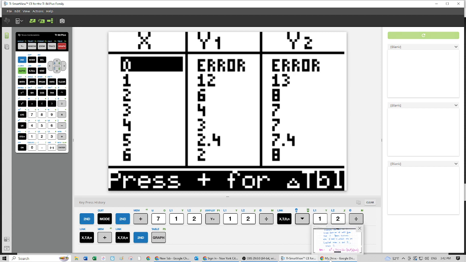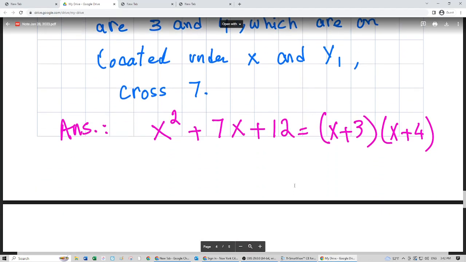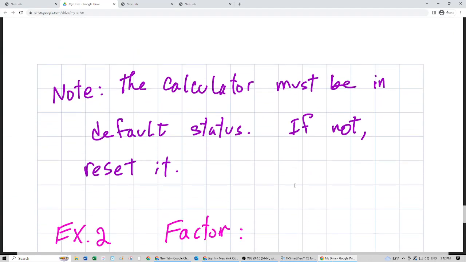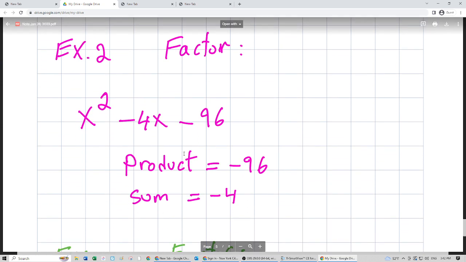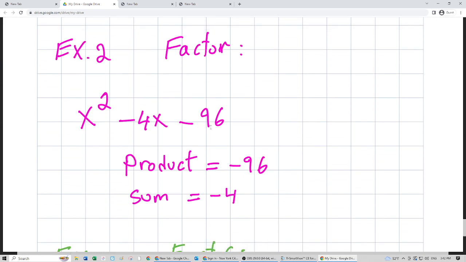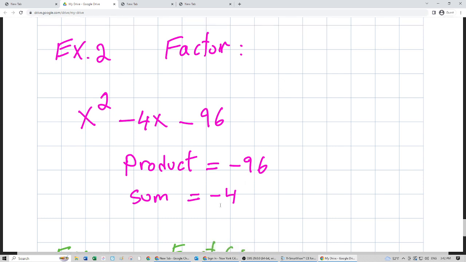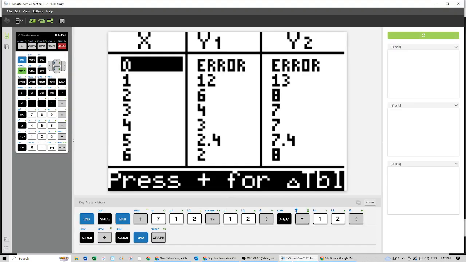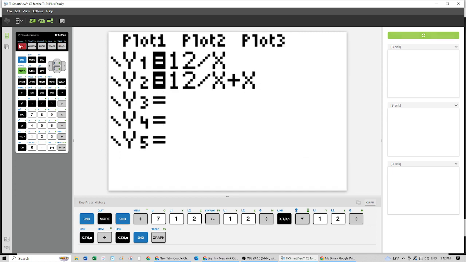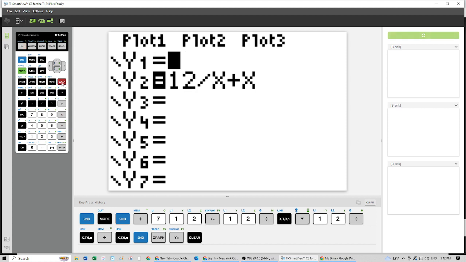Now, example number 2. Let's go back here. Let's consider this question: x squared minus 4x minus 96. The product is negative 96. The sum is negative 4. So I'm going to go back to my calculator and go to Y. Let me erase this first, and this one as well.